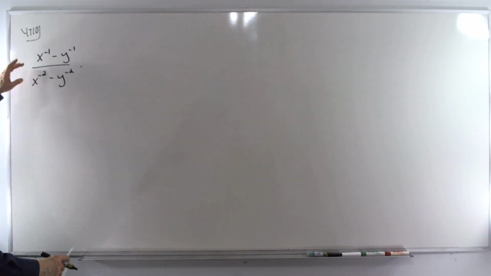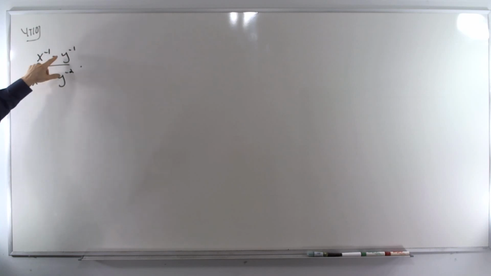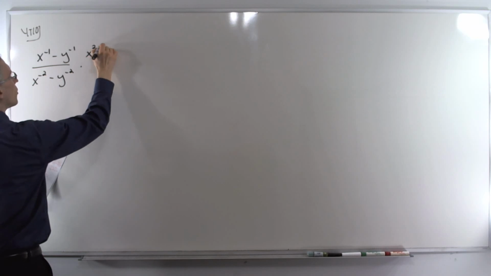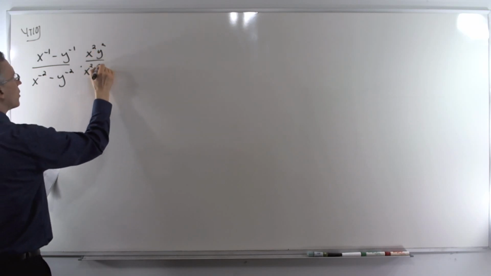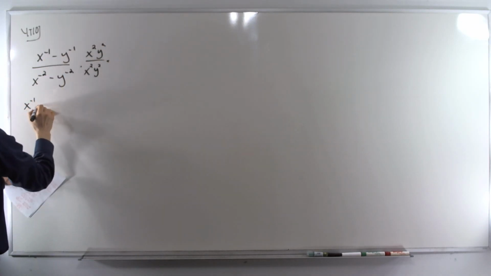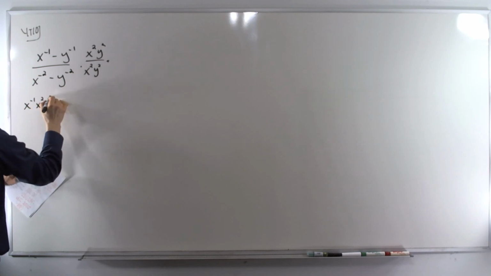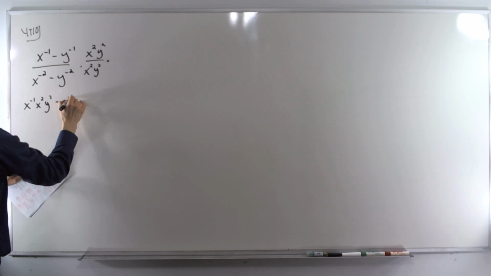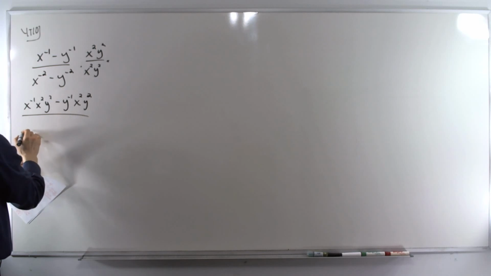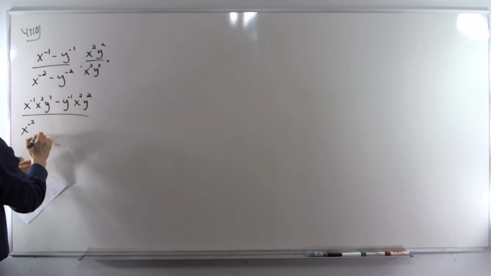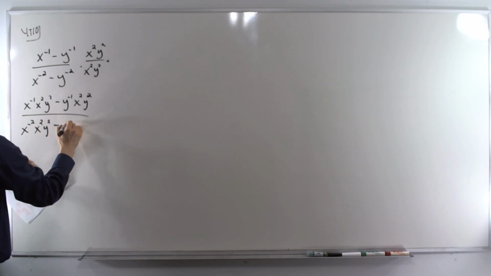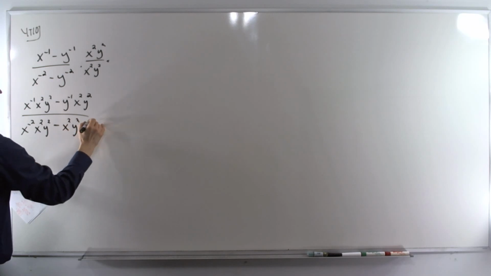All right, let's take a look at the x's. Larger negative is 2, and it's the same for the y. So that means we're going to multiply by x squared, y squared over x squared, y squared. Now let's distribute in. That gives us x to the negative 1, x squared, y squared, minus y to the negative 1, x squared, y squared, x to the negative 2 times x squared, y squared, minus x squared, y squared times y to the negative 2.